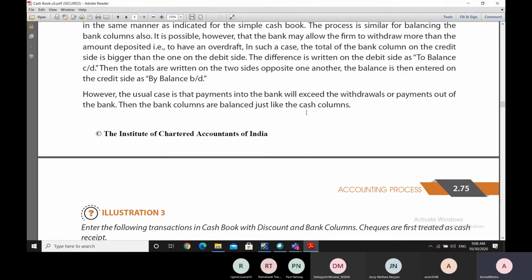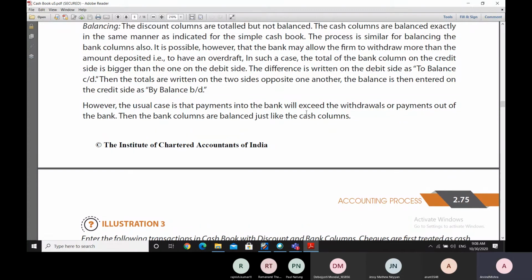because in that case the receipt side would be more than the payment side, and the debit side would be more than the credit side. So therefore the difference would be entered on the credit side. But if there is an overdraft, then the difference would be entered on the debit side.